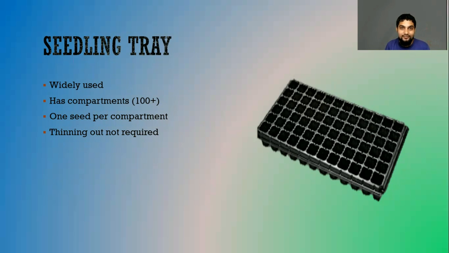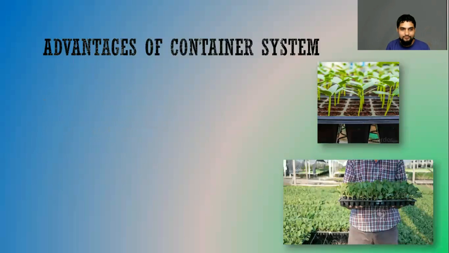When the seedlings are too close together, both of them may not grow, or if you have several of them close together, they will not grow as healthy as if you have one single seedling in a single compartment. The seedling tray system allows easy transplanting. When you remove the seedling, it's easy to remove it and transplant it onto the field.